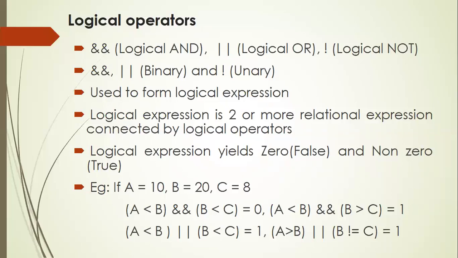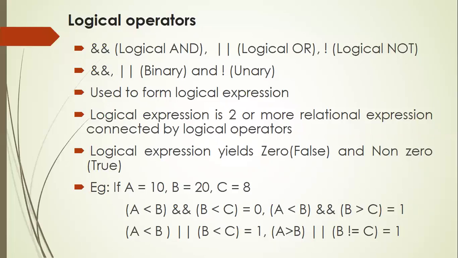So in the case of the AND operator, if both the relational expressions are false, the result is false. If one of them is false, the result is false. For the final logical expression to be true, both the relational expressions must be true. But the truth table of the logical operators you have already studied in your C language. In the second expression, A less than B is true and B greater than C, that is also true.